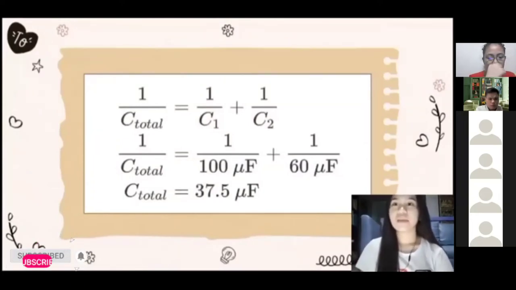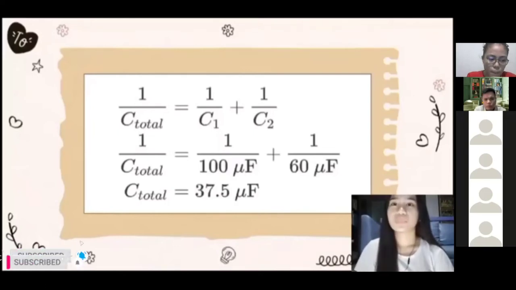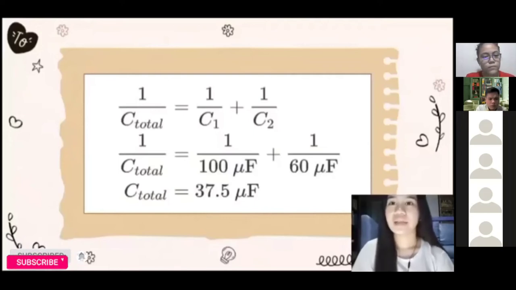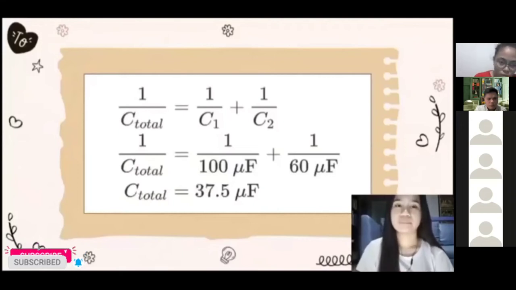So, paano natin nakuha? Same method na ginawa natin kanina. What we're going to do first is, since dissimilar ang ating fractions, bawal tayo mag-add ng dissimilar, we change it to similar by finding their LCD or the least common denominator. So, ang LCD nila is 300. So, 300 divided by 100 is equal to 3 times 1 is equal to 3. So, we have 3 over 300. 300 divided by 60 is equal to 5 times 1 is equal to 5. We have 5 over 300. Now, na similar na sila, pwede na nating i-add. We have 3 over 300 plus 5 over 300, we get 8 over 300. So, 8 divided by 300, we'll get 0.027. So, we have 1 over C sub S is equal to 0.027 over microfarad.